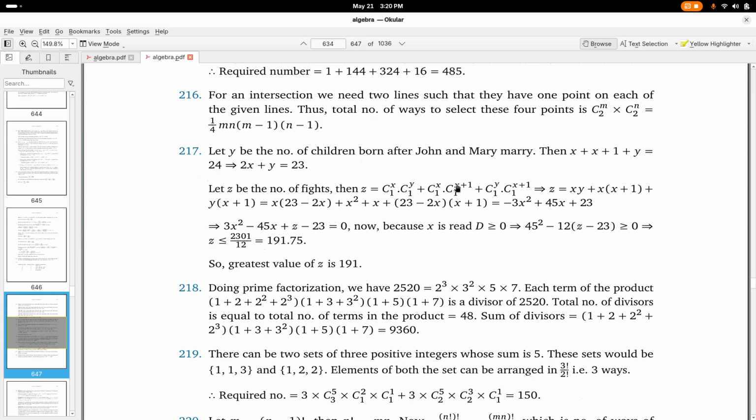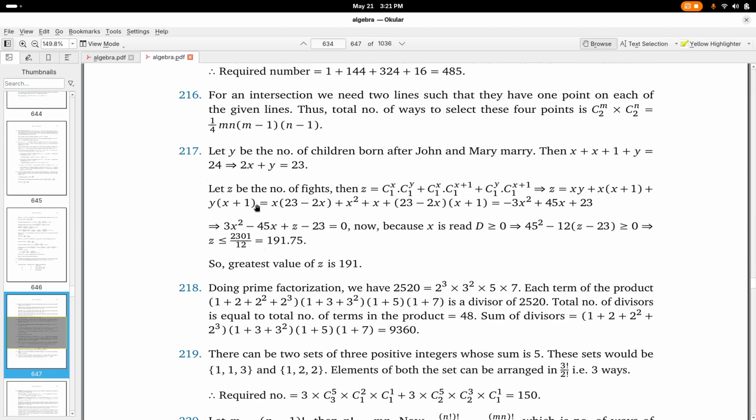So xc1 multiplied by x plus 1 c1. And then you pick one child of Mary before marriage. Sorry, yc1. Okay, yc1 means one child of John and Mary after marriage, and x plus 1 means one child of Mary before marriage. I think I explained this wrong. So this is one child of John before marriage and one child of Mary before marriage. So eventually Z will be xy plus x into x plus 1 plus y into x plus 1.